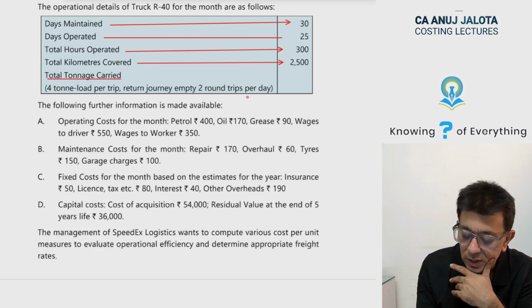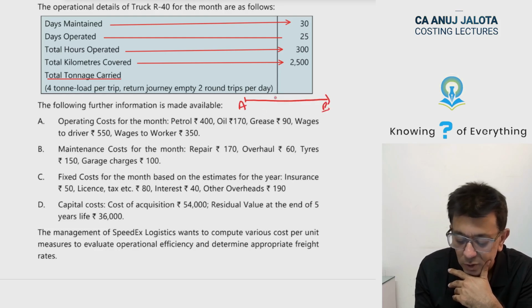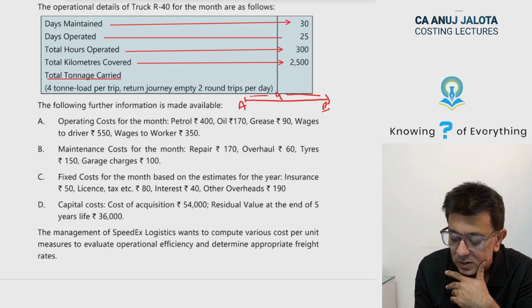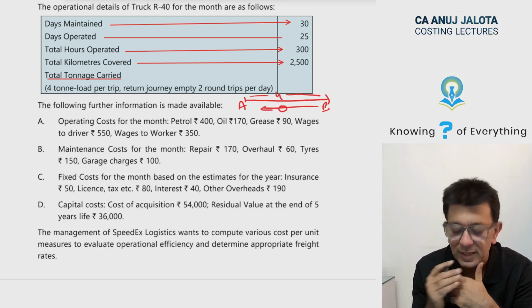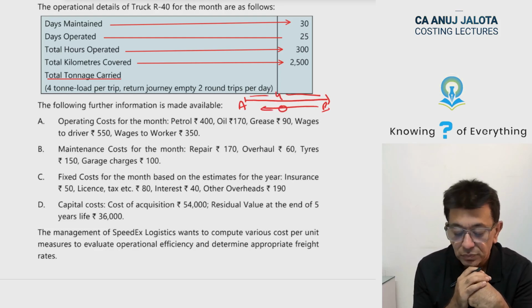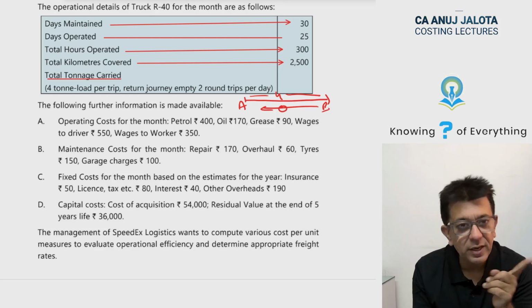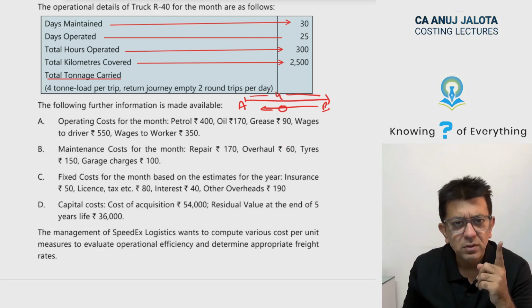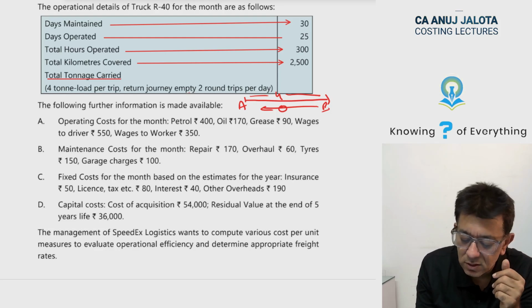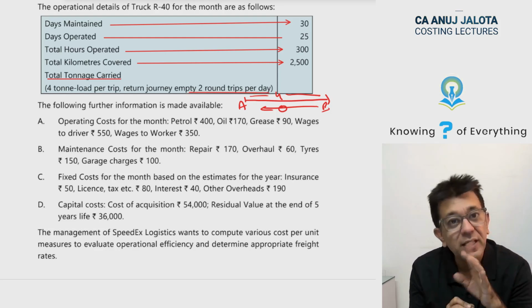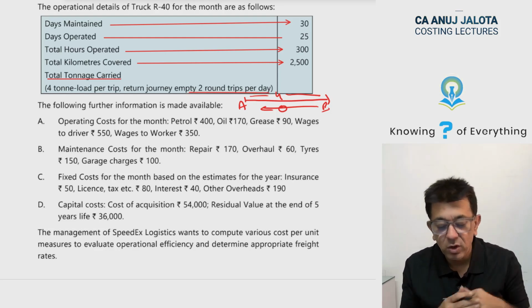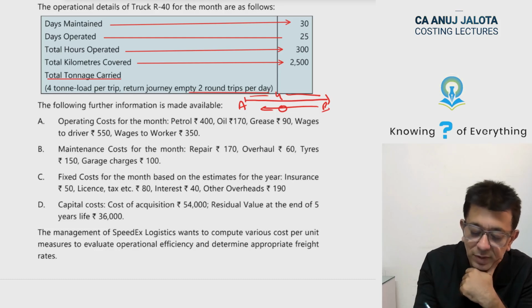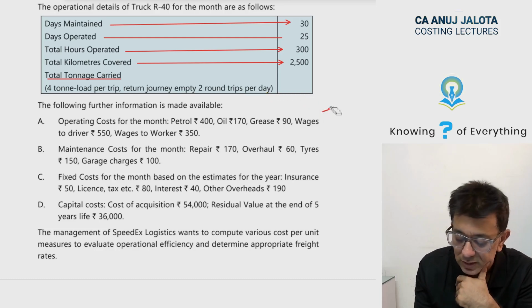So try to think. Suppose this is A to B. When it goes, it is carrying 4 tons. When it comes back, it is carrying 0 tons. This is the detail of one trip going and coming. There are 2 trips like this per day. Do remember that. The following information is made available. Let's see what information.